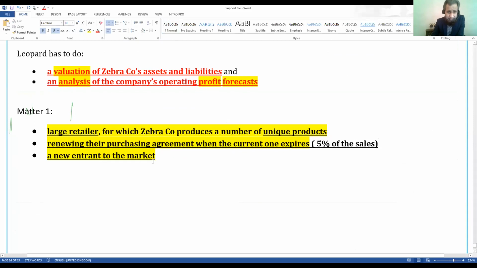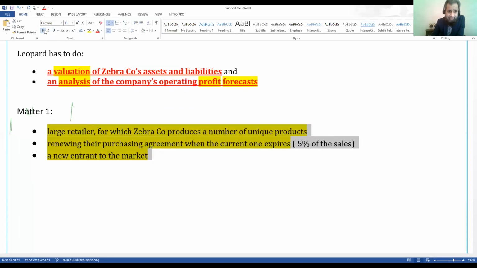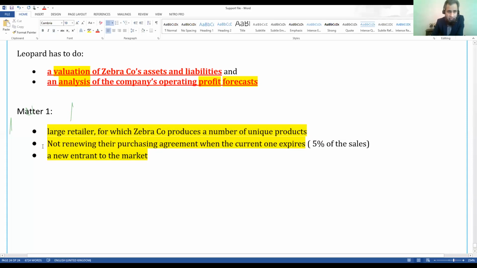Now, see how we read the case. Are you getting the way to read the case, everyone? Sorry, not renewing. I just copied the statement wrongly. Not renewing their purchasing agreement when the current one expires, right? 3 good points under Meta 1. If I explain every one of them, how many marks will I get? Every meta I explain, I'll get 1.5 marks. So straight away, I'll get 4.5 marks.